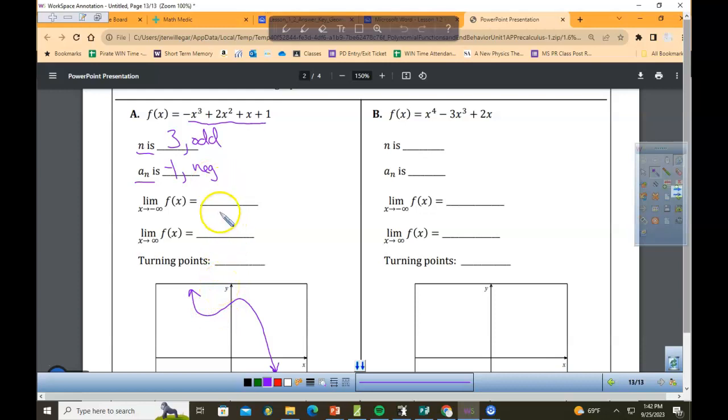Does it look like a negative odd? Yup. So now what's my limit going to be as x goes to negative infinity? As I go to the left, it goes up to positive infinity. And what about as x goes to positive infinity, to the right? It goes down to negative infinity. How many turning points do I have? I have 1, where it goes from decreasing to increasing, 2. 2 turning points.